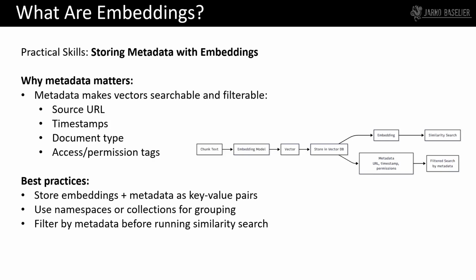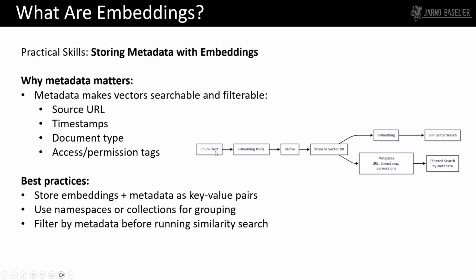Storing metadata with embeddings. Why does metadata for embeddings matter? Metadata makes vectors searchable and filterable. And metadata can be something like the source URL, timestamps, document type, and access or permission tags. For best practices, store embeddings and their metadata as key-value pairs. Use namespaces or collections for grouping and filter by metadata before running a similarity search.